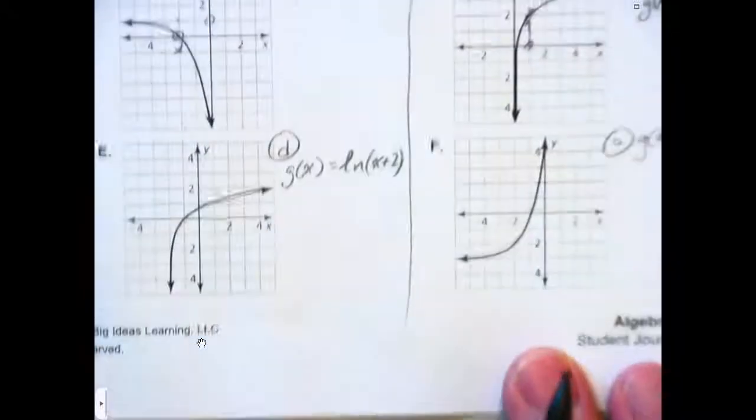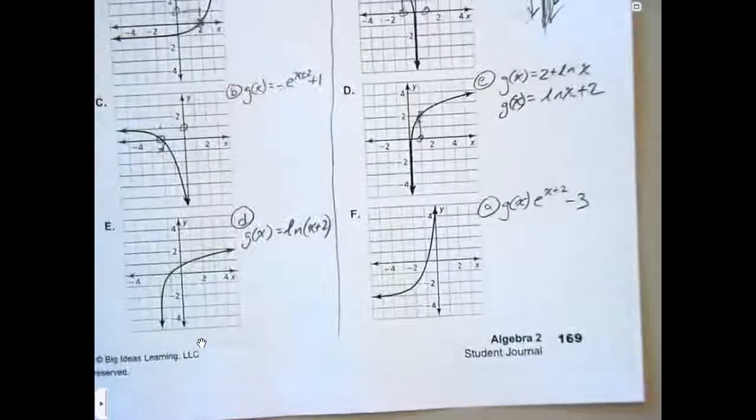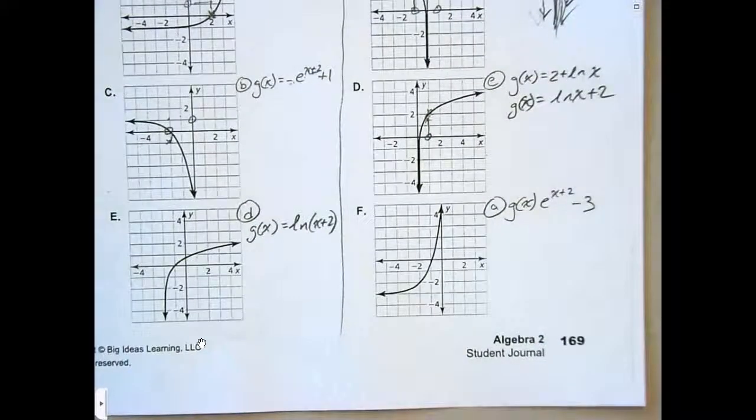Describe to your neighbor the shifts on letter E and letter F graph based upon those functions. Left 2, and then F is down 3, and then left 2. Is that right?